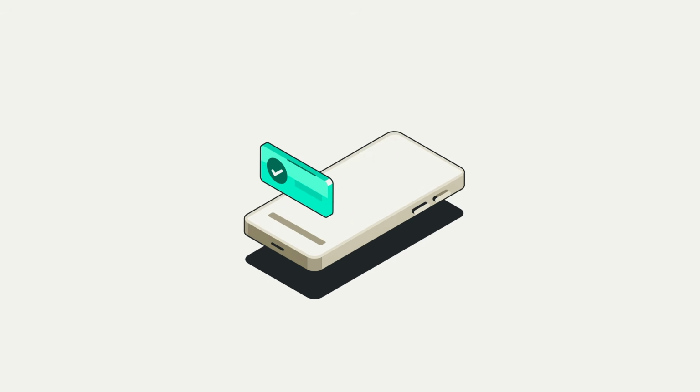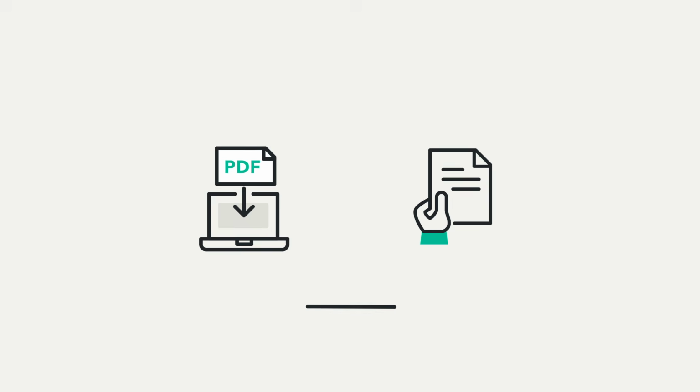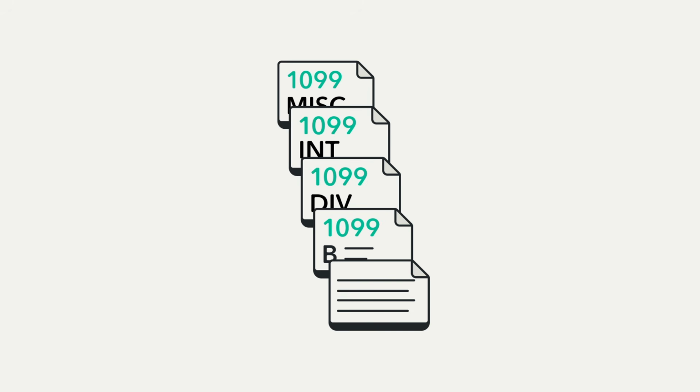It's time to enter your stock sales. Let's go over what's coming up next. First, make sure you have all of your stock sales forms from your financial institution, whether they're digital or paper copies. Your 1099-B is usually in a consolidated statement that might include other tax forms as well.